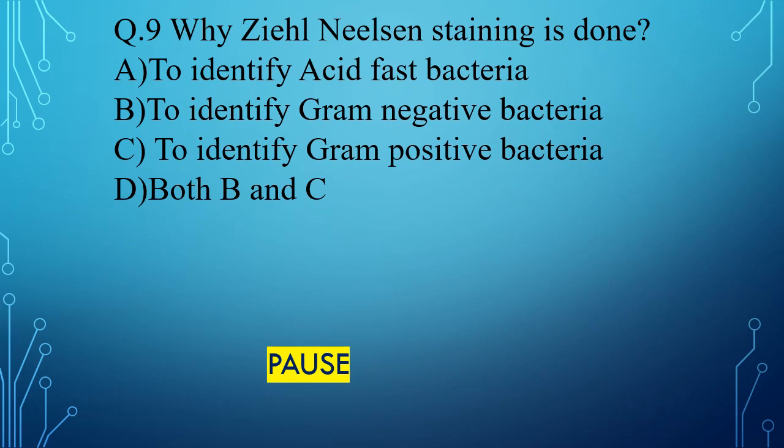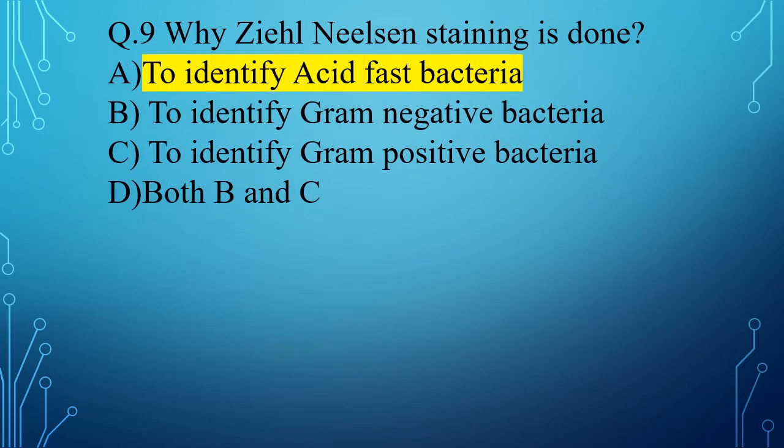Next, question 9. Why is Ziehl Neelsen staining done? Option A to identify acid fast bacteria, option B to identify gram negative bacteria, option C to identify gram positive bacteria and option D is both B and C. The right answer is to identify acid fast bacteria. It is the most important MCQ.